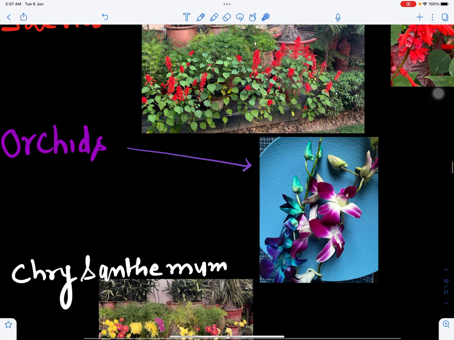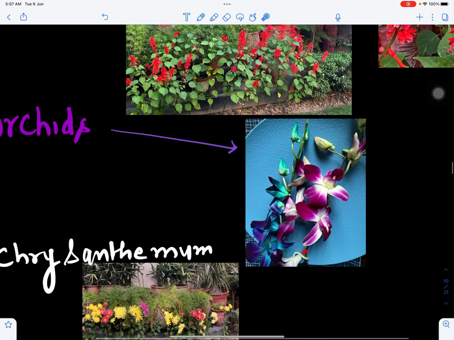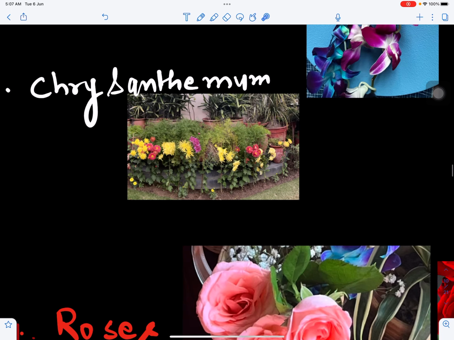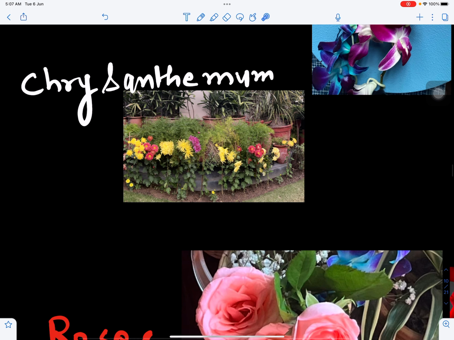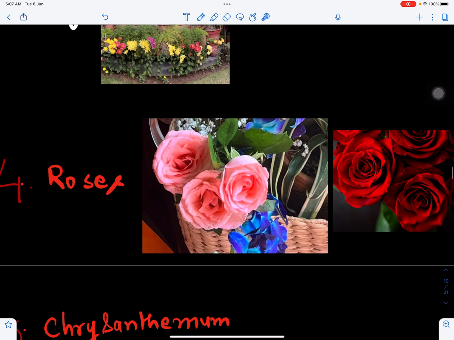Pollination is when the male part is carried with the help of insects or some other environmental means. This is called pollination. Now we can see here these are orchids, orchids of different colors. Again, they are very good to look at. Then chrysanthemum. These are the flowers of chrysanthemum found in different colors. Then roses. Roses are found in different colors, right? We can see here pink roses, here red roses.